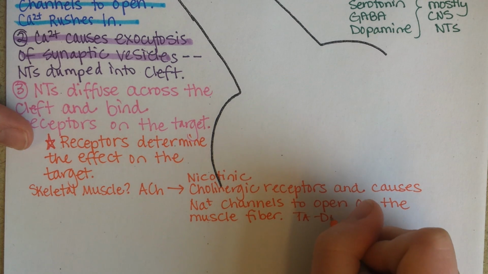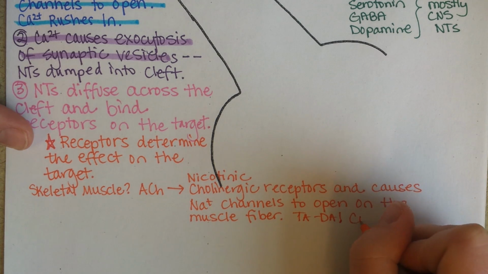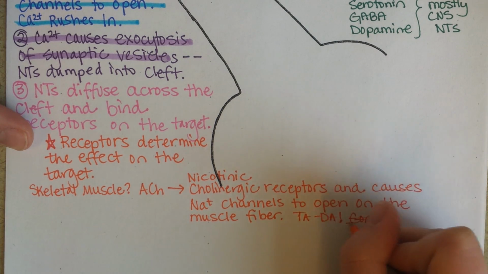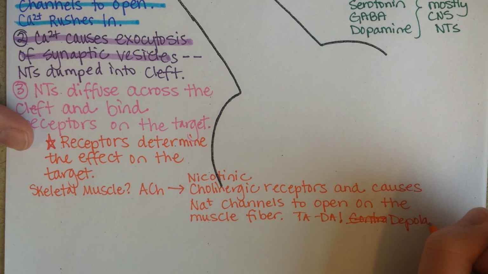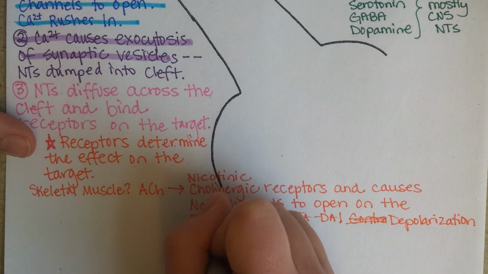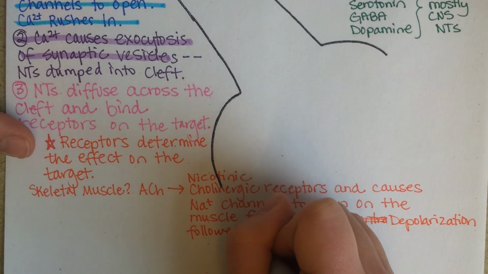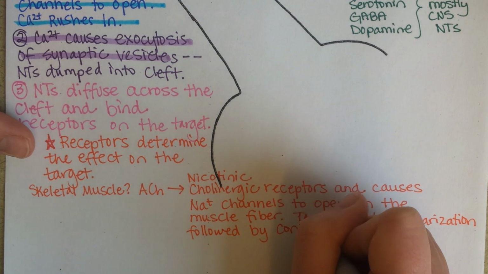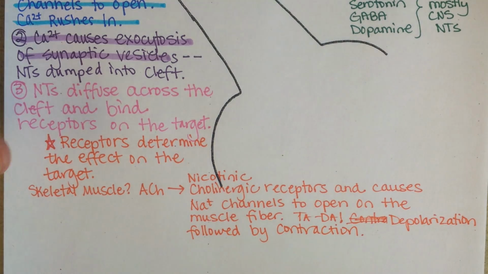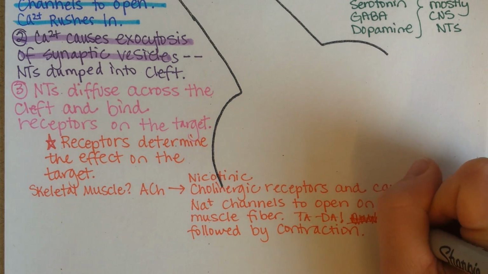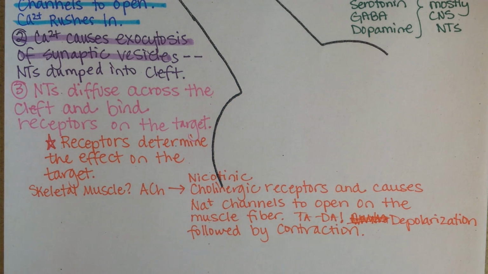Ta-da! Contraction. Well, actually, don't put that yet. Depolarization, followed by contraction. So a skeletal muscle can be electrically excited by acetylcholine, and then that electrical excitement ultimately causes the muscle to contract or change length. And that's something we'll get more into the mechanics of later on in the quarter.